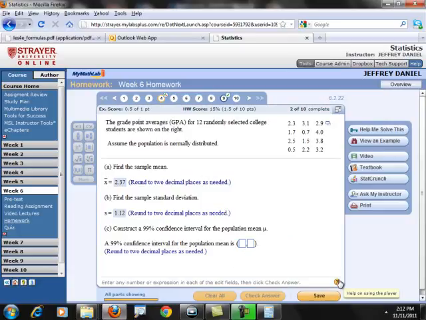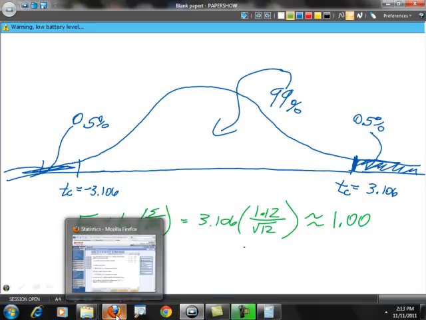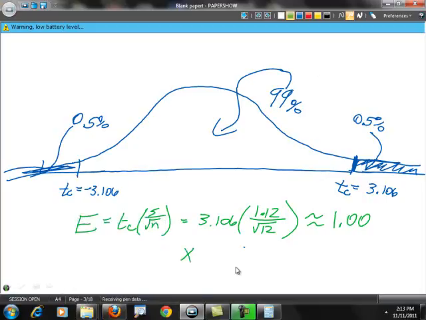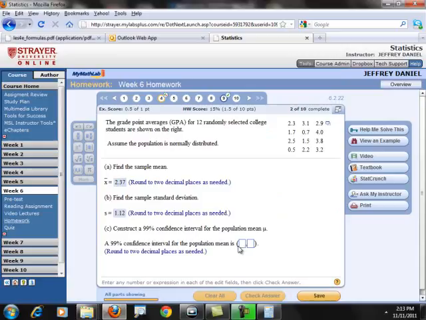So the error amount is 1.00. That's going to be easy arithmetic for us, because we take our sample mean, and we're going to say that the population mean is in the interval between the sample mean minus the error amount and the sample mean plus the error amount. That's how much room we're allowing in that interval. So it's easy to add and subtract 1 from 2.37. We get 3.37 by adding, and then to subtract 1, we get 1.37.